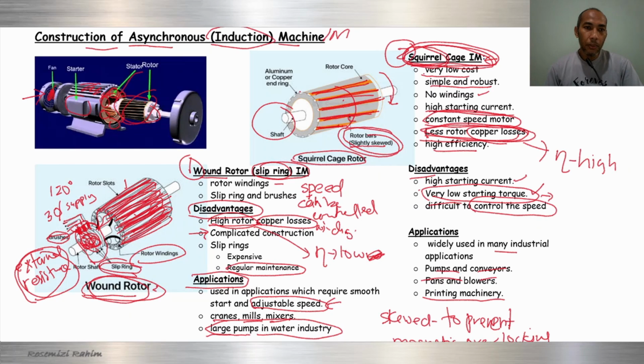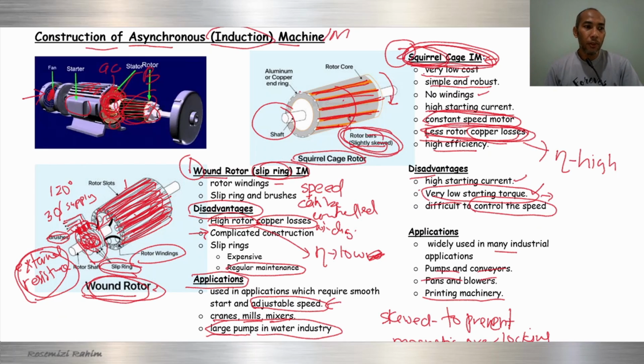So this stator winding will provide a magnetic field. We know that with AC, it will change north, south, north, south. So when it changes north to south, south to north, there will be rotation of the magnetic field. This rotating magnetic field will induce current in the squirrel cage rotor bar. So that's why the rotor bar needs to be slightly skewed.